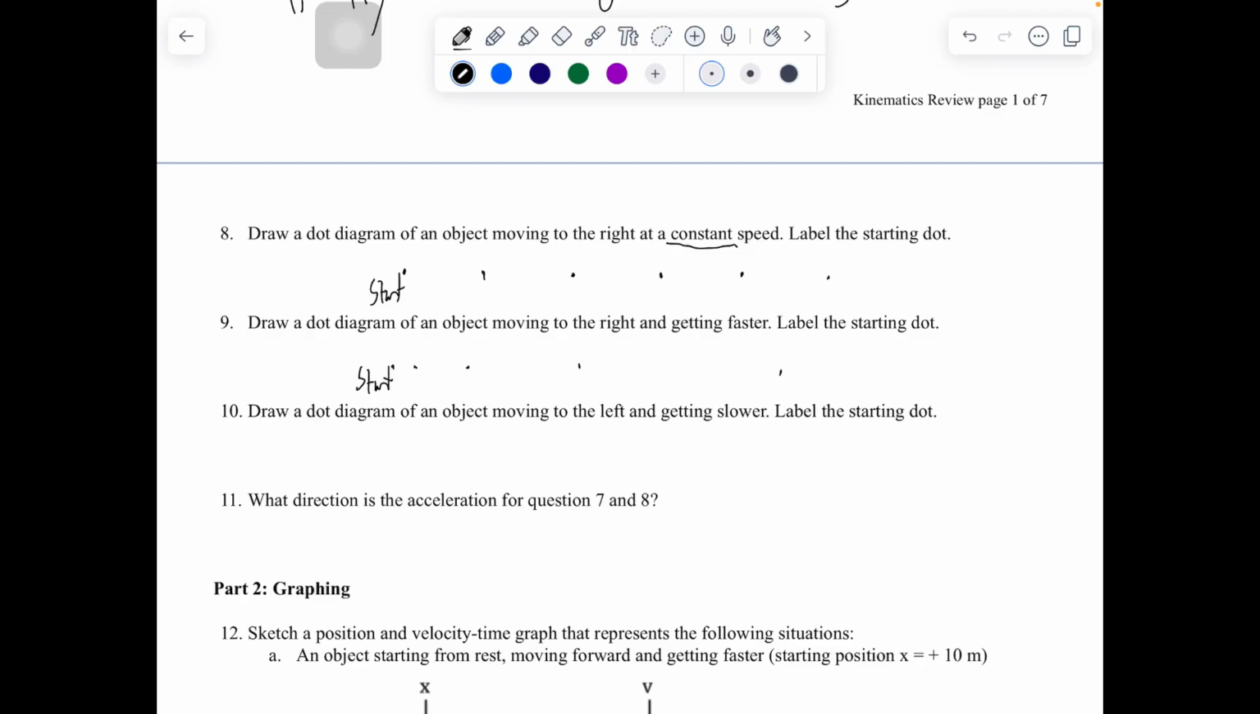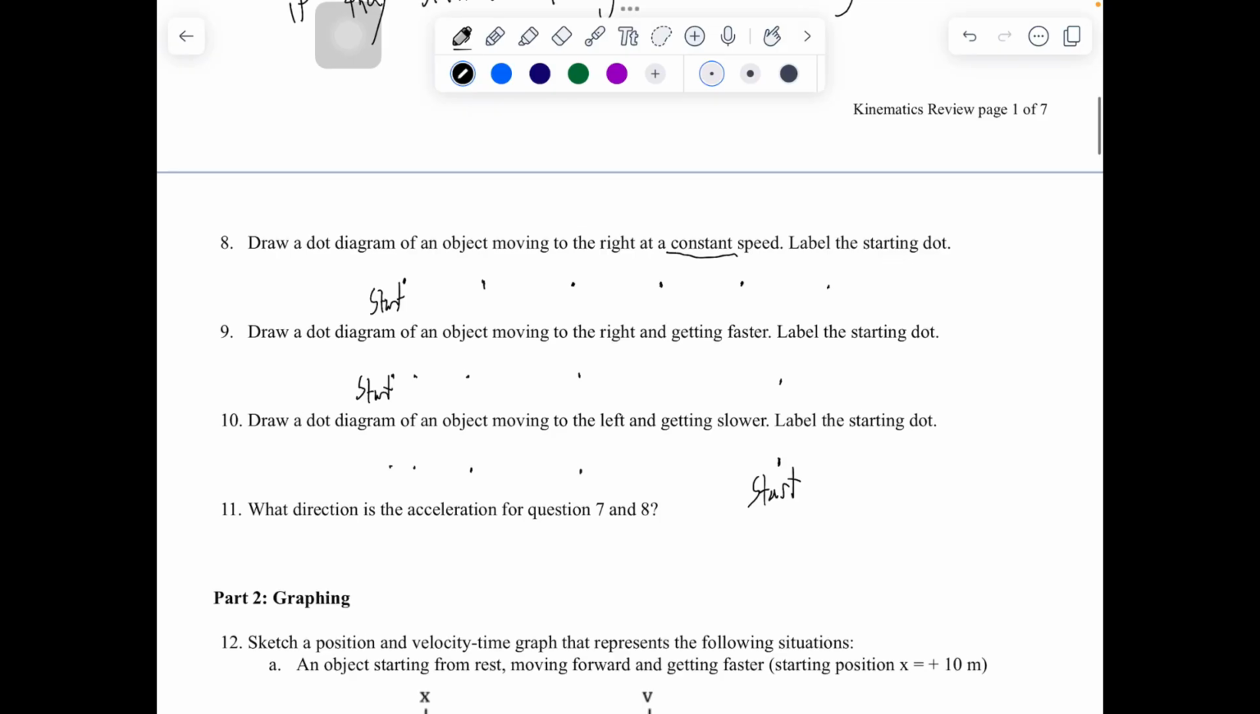Now, we're moving to the left and getting slower. Okay, so let's start on the right. Here we are. If we're getting slower, we must start out really fast. Really fast should be really far apart. We're traveling a great distance in our amount of time. Gradually, don't mind my dog, gradually, we're traveling less and less distance.